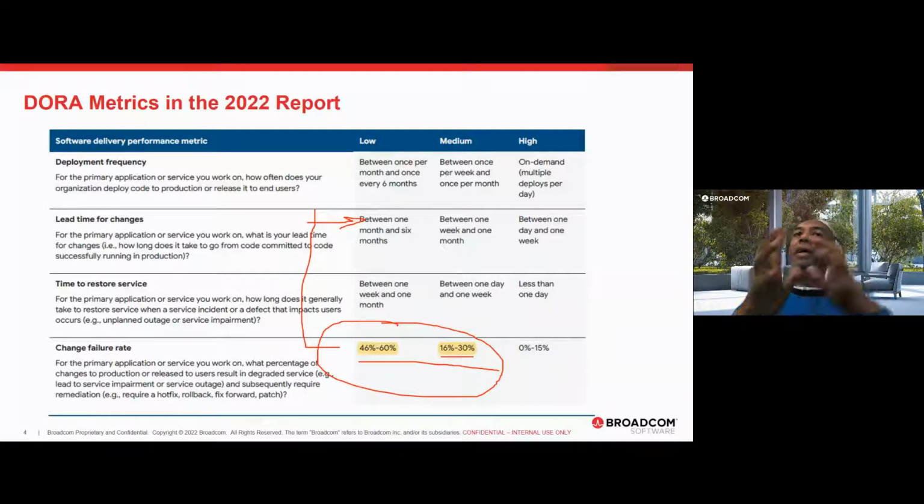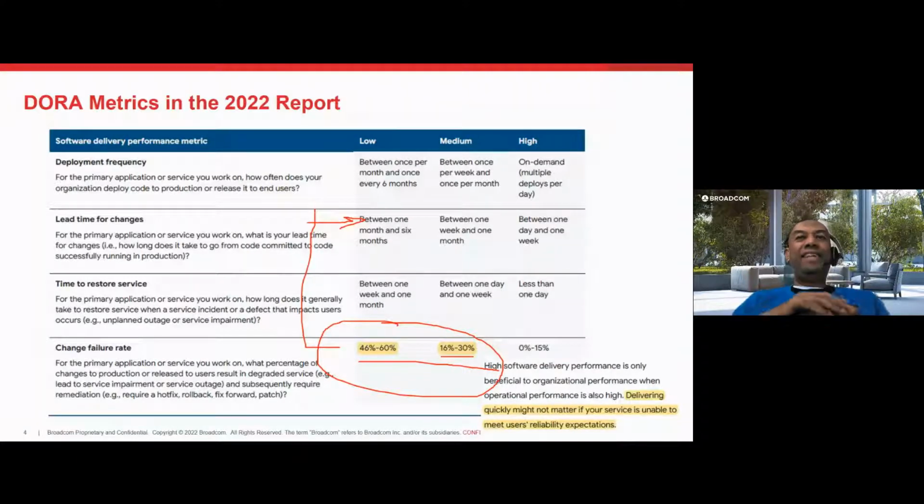I know every enterprise wants to go for velocity, but velocity without quality, in my mind, is wasted effort. As a matter of fact, the DORA report makes a mention of that. They say that high software delivery performance is beneficial, obviously only when the operational performance is high. So delivering at breakneck speed doesn't really help if you don't meet the user's reliability and quality and customer experience needs, right? So that is in fact the big challenge that we are struggling with, and the DORA metrics clearly tells us that there is a challenge there.